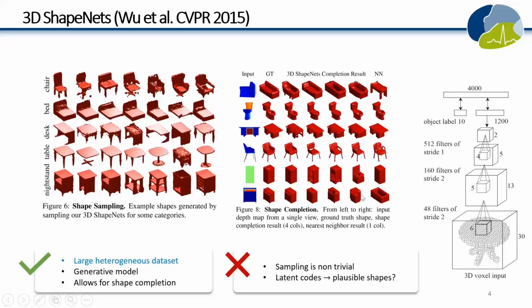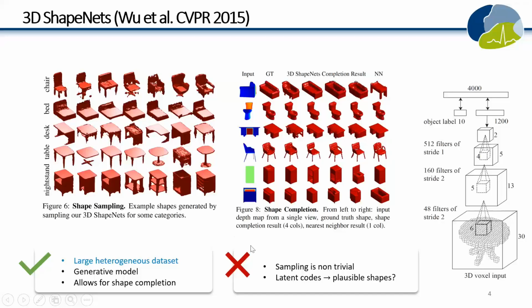So maybe what this paper really showed is that it's actually possible to train these generative models on a very large heterogeneous dataset. I think that was really cool at the time, and get reasonably plausible samples. You can see maybe some topological defects, things like that, but it's not too bad either.